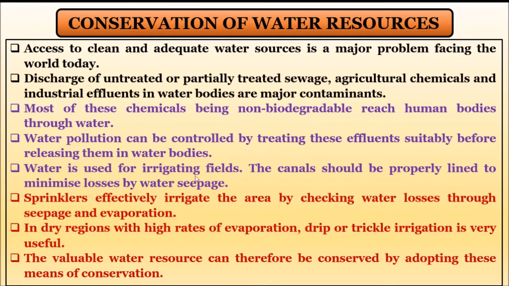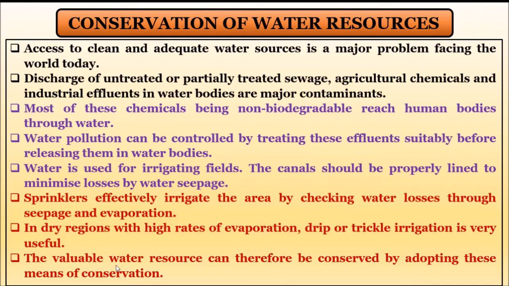Water is used for irrigating fields. The canals should be properly lined to minimize losses by water seepage. Sprinklers effectively irrigate the area by checking water losses through seepage and evaporation. In dry regions with high rates of evaporation, drip or trickle irrigation is very useful. The valuable water resource can therefore be conserved by adopting these means of conservation.